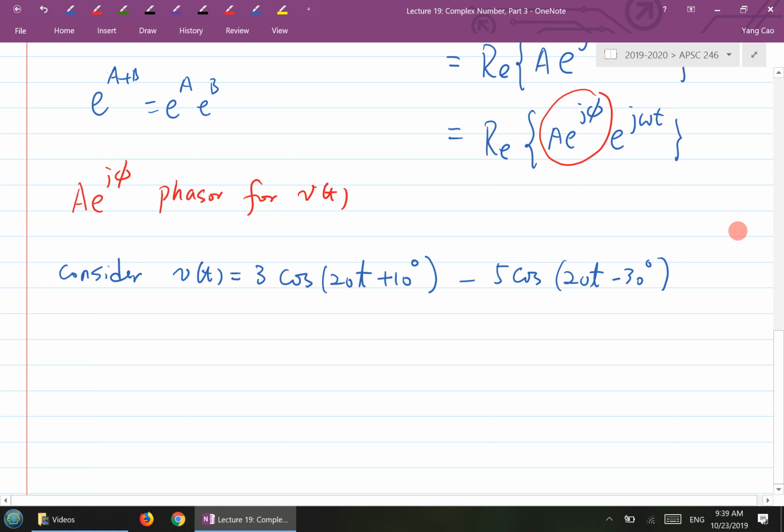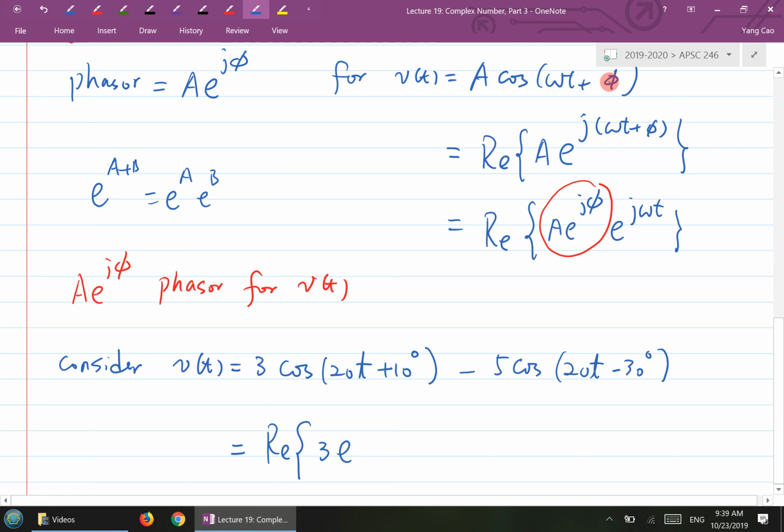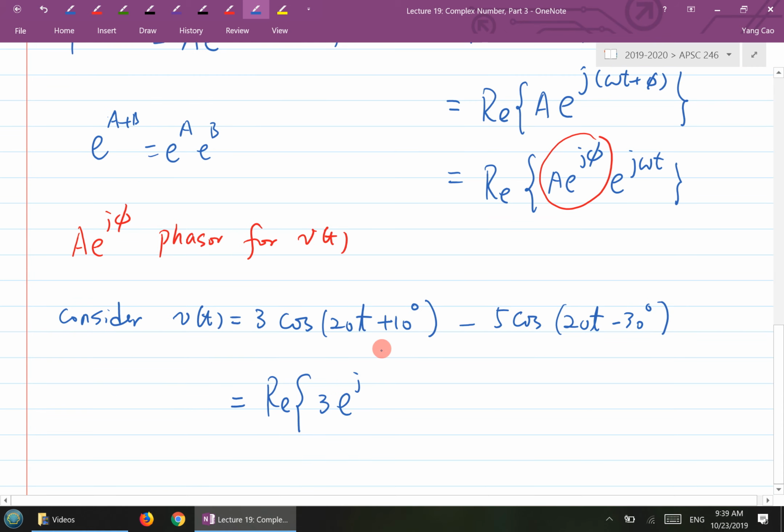So first of all, for the first one, well, anyway, let me just start from the beginning. So what's the first one? This is 3 times cosine. This is the real part of what? 3 times e to the power, right? Let's relate to here. When you have a cosine omega t plus phi, this is the real part of A times e to the power j phi, and then times e to the power of j omega t, right? So this is the j. Omega t here is 20t, and phi here is 10 degrees.